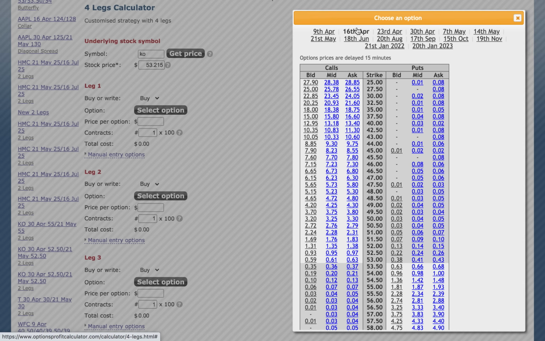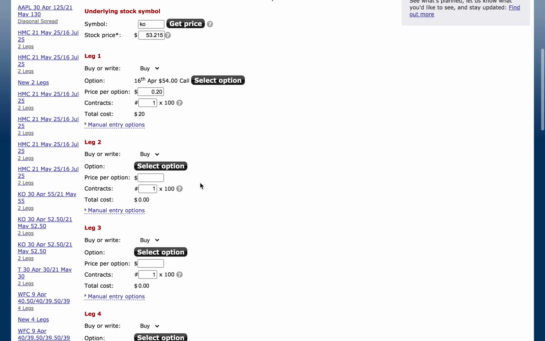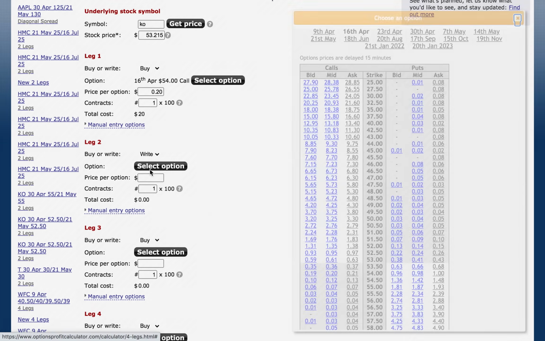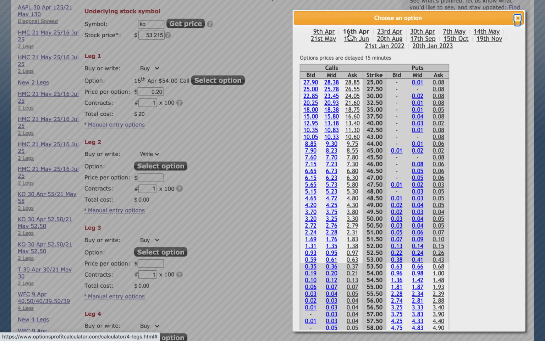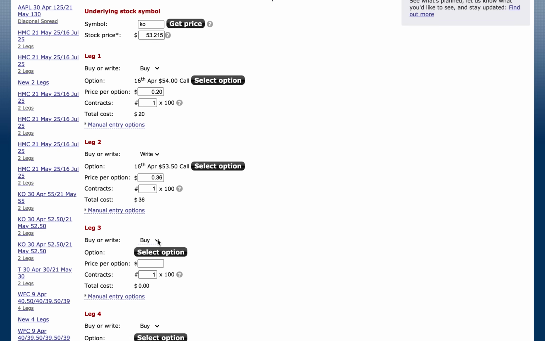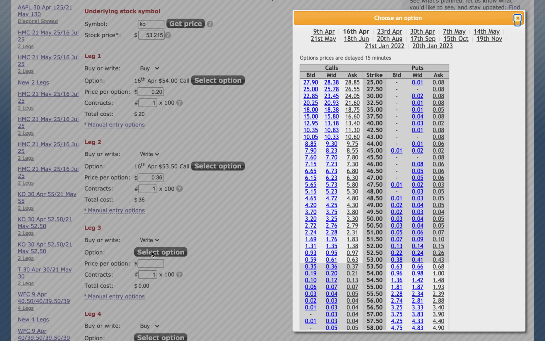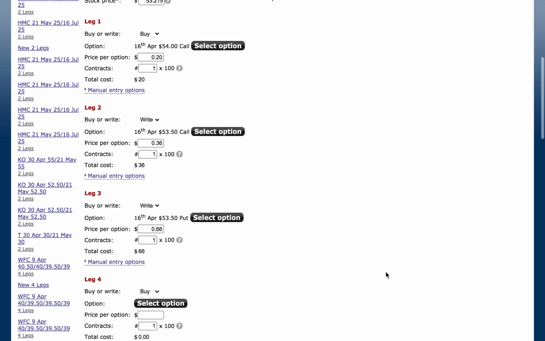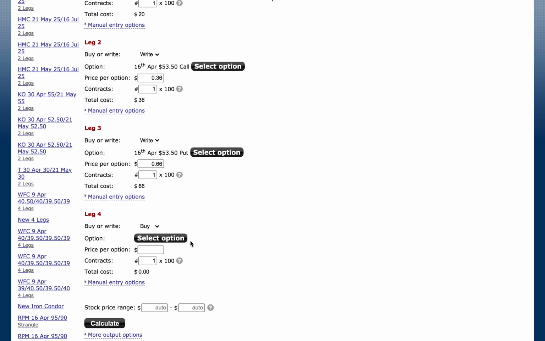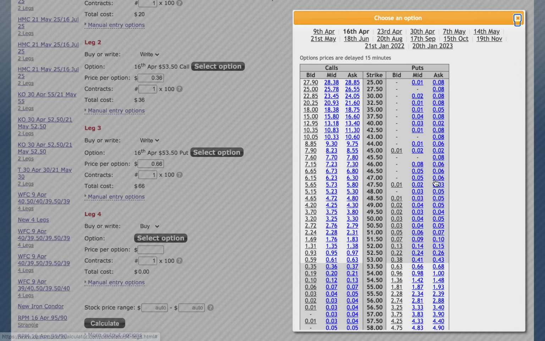So we chose April 16th, calls are on the left. So let's choose the 54 strike here for this one. So 54 call here, and then we're going to write or sell a put and a call at the same strike. So expiration date April 16th. This is going to be the 53.50. So let's do the call first, and then let's write or sell our put here. So puts are on the right, 53.50, which is right there. And then let's go ahead and buy our put here. Puts are on the right, and this will be the 53 strike, so right there.